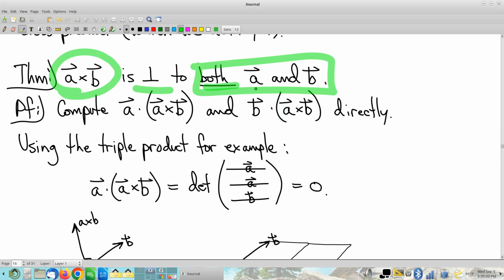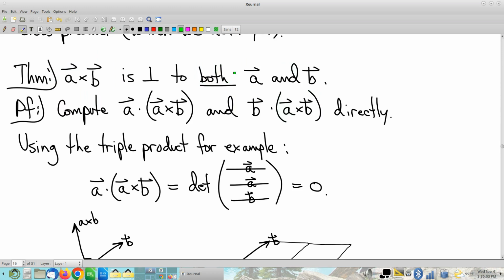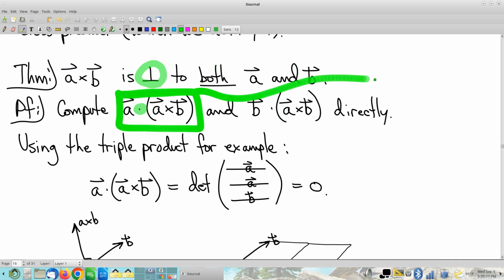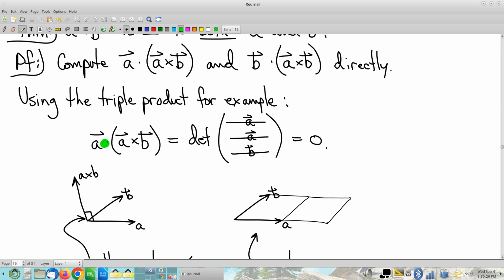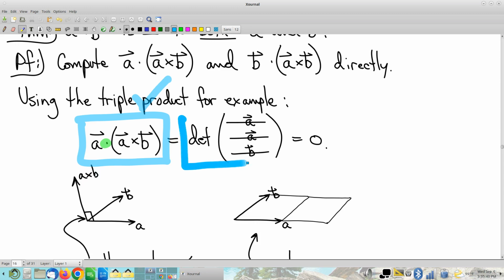Now, let me show you a proof of this. Orthogonal means that we're going to compute a dot product and our answer is going to equal 0. That's what orthogonal means. Now let's talk about how to compute that dot product, and you could brute force it, I suppose, but we're going to do something more clever. This dot product that I need to compute, very importantly, is not just any old random dot product. It happens to be exactly the triple product. And as we saw above, triple products are determinants.